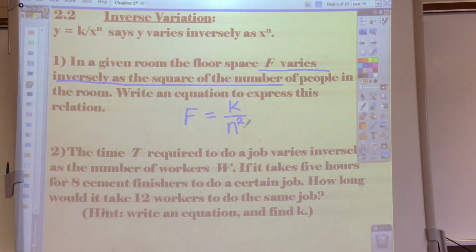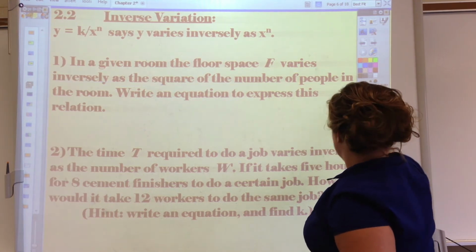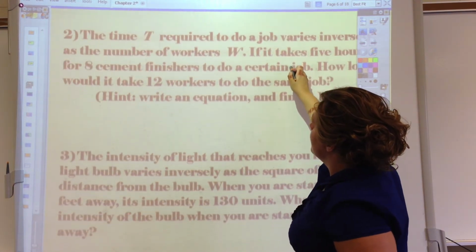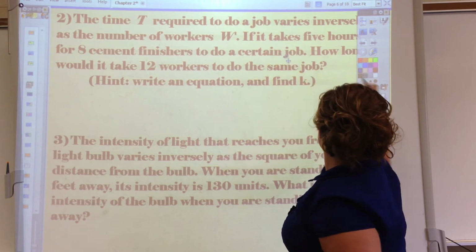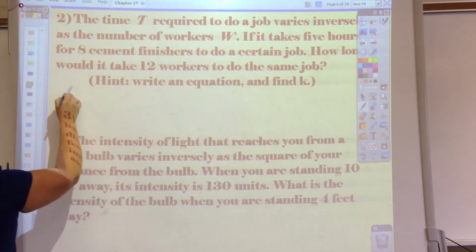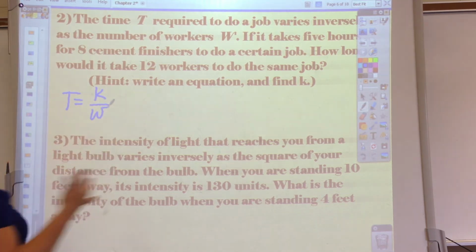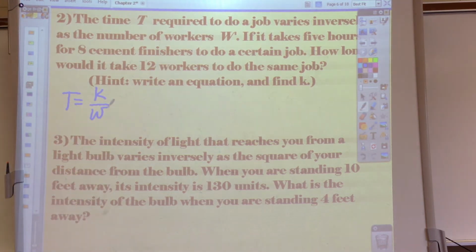Let's try number 2. Time t required to do a job varies inversely as the number of workers W. Let's first write that equation. Time t required to do the job varies inversely as the number of workers. Time varies inversely, and I'm not given any power of W, so I'm done.